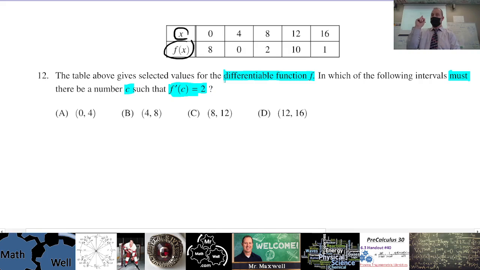Okay? All right, so those of you watching the video, I'm going to give you a chance to take a look at this and see if you can get the answer, and then I'll come back with the answer. So if you want to draw a graph, that's totally fine.